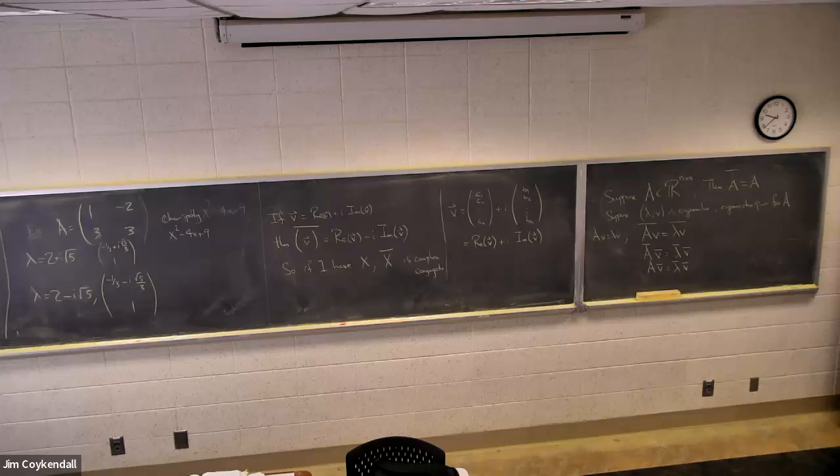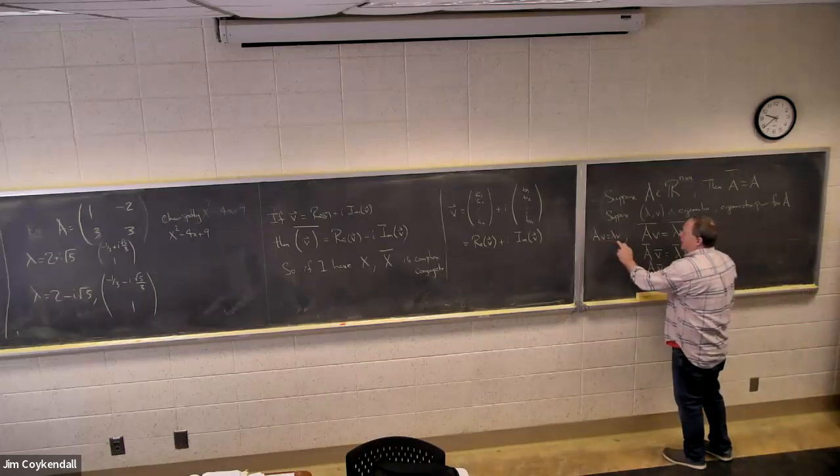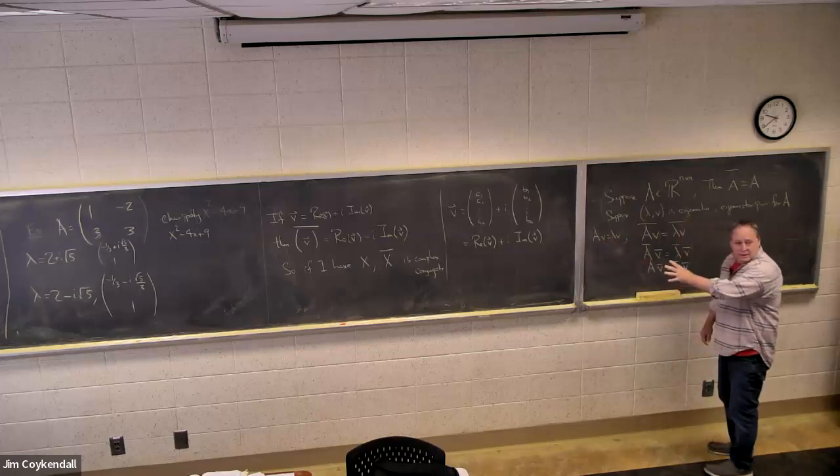Basically, it's over there, right? So if you have an eigenvalue that is a complex number, then if you take the conjugate of that complex number, its eigenvector will be the complex conjugate of the other one. That's exactly right.